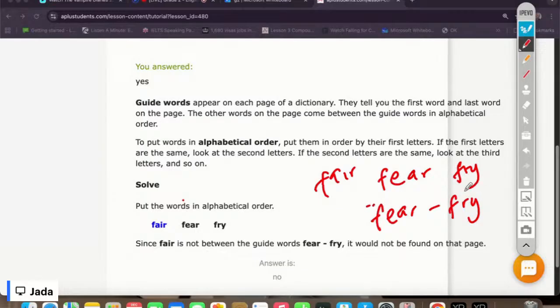So F is the same. The first letters are the same. So we look at the second. So E in the alphabet. Okay. So when you have the alphabet, let's write down the alphabet.